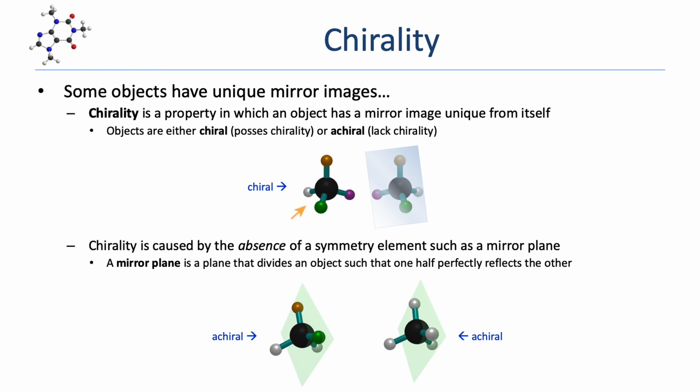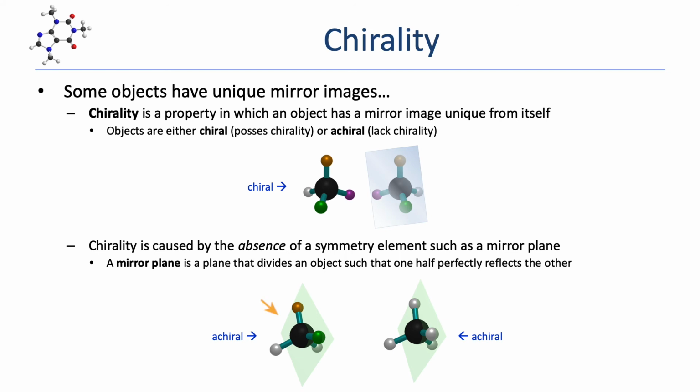Here I've got a molecule that is chiral. You can see that this simple little one carbon molecule and its mirror image are not the same as one another, right? You can't superimpose them on one another, so they're not the same. They have different spatial arrangements, even though the atoms are connected the same way. Now, chirality is caused by an absence of a symmetry element, typically something like a mirror plane. And a mirror plane is just an imaginary plane that bisects an object such that one half of that object reflects exactly to the other half.